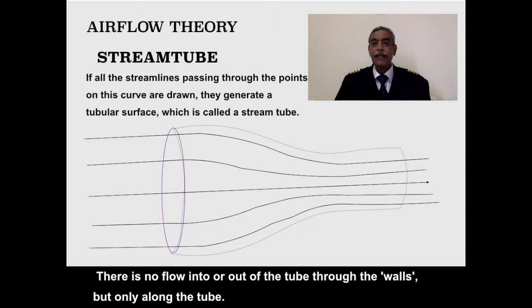So let's understand: if all streamlines passing through the points on this curve are drawn, then they generate a tubular surface which is called the stream tube. That means from this circle, when the stream filaments are flowing, it is called a stream tube. Now, a stream filament is a single stream tube of infinitesimal cross section. That means the smallest, one single filament. That's what we call a stream filament.